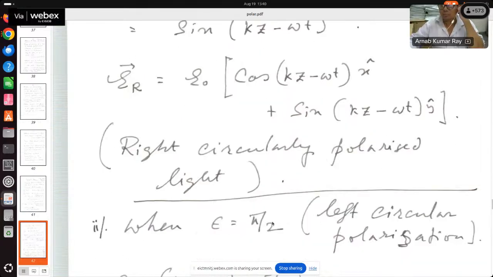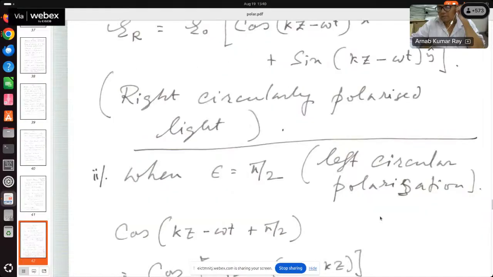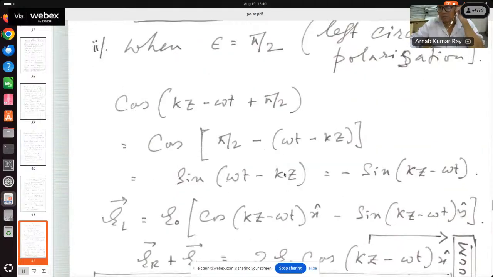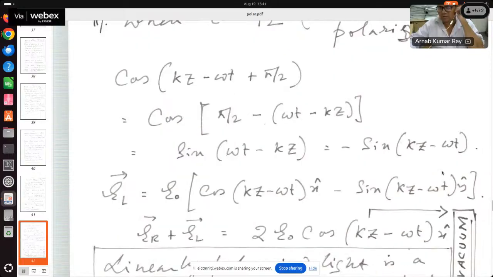And when epsilon is equal to pi by 2, it is left circular polarization. If it is left circular polarization, then we shall have to tailor our equation accordingly. So cos(pi by 2 minus (omega t minus kz)), and so this thing will become sine(omega t minus kz), because cos of 90 degrees minus this thing will be sine of that. And then I take out the minus sign, it will be minus sine(kz minus omega t). And so this will be the state of left circular polarization. This is along the x-axis, and this is minus sine kz along the y-axis, L as in left.